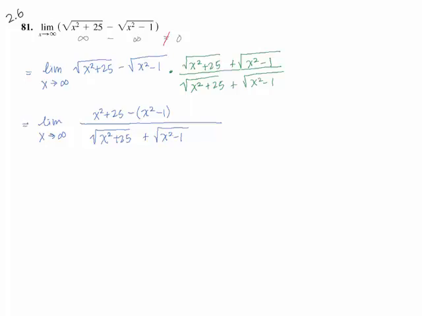We can simplify the numerator a little bit more. The limit as x approaches infinity, x squared minus x squared is nothing, 25 minus negative 1 is 26, over the square root of x squared plus 25 plus the square root of x squared minus 1. Now we can compare what's going on top and bottom, and let's look at the bottom here.